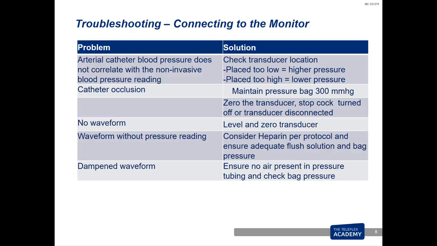So if you do have a waveform without the pressure reading present, you want to consider releveling and zeroing your transducer. And if you have a dampened waveform, you want to consider heparin for your protocol for the flush solution, and also make sure that there's no air present within the tubing, and check the pressure bag. And I'll remind you, if you're inserting the catheter, who's monitoring and maintaining the catheter? And if you're monitoring and maintaining the catheter, who's actually inserting the catheter? Because each of these variables has high importance on the catheter dwell and the risk reduction strategies associated with them.